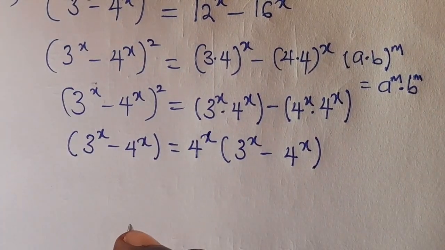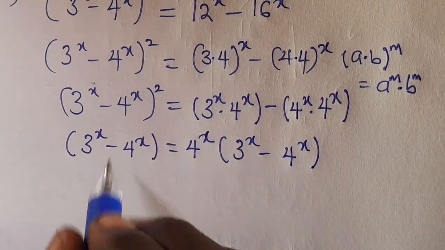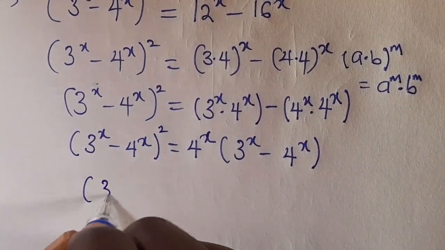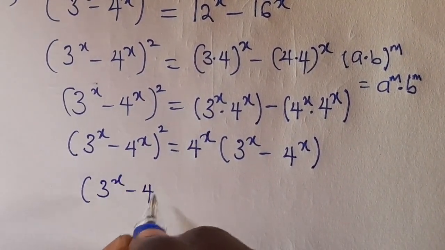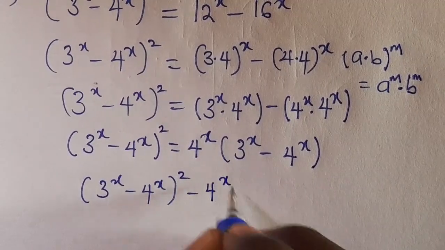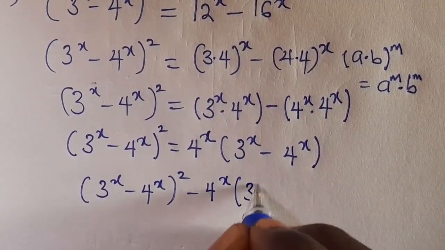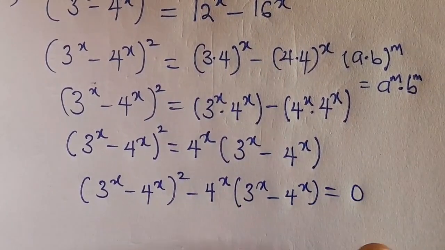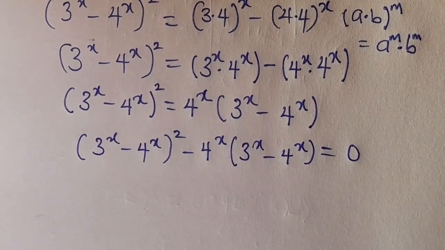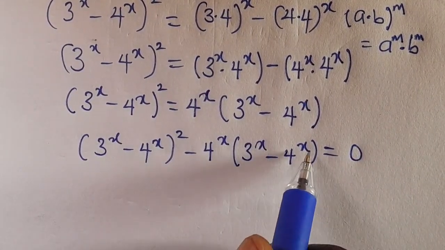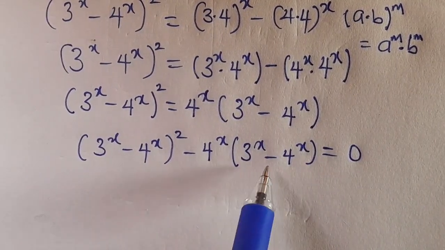Now from here we can do something reasonable by saying we should take this one to this side. So we have 3 to the power of x minus 4 to the power of x all square minus 4 to the power of x into 3 to the power of x minus 4 to the power of x, everything equals 0. Now we have 3 to the power of x minus 4 to the power of x in common. We have it here, we have it to be here.